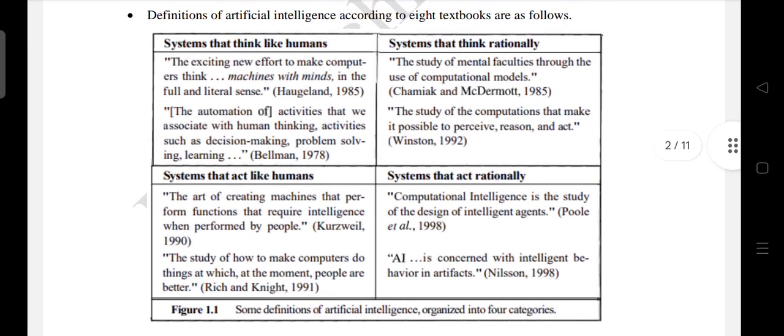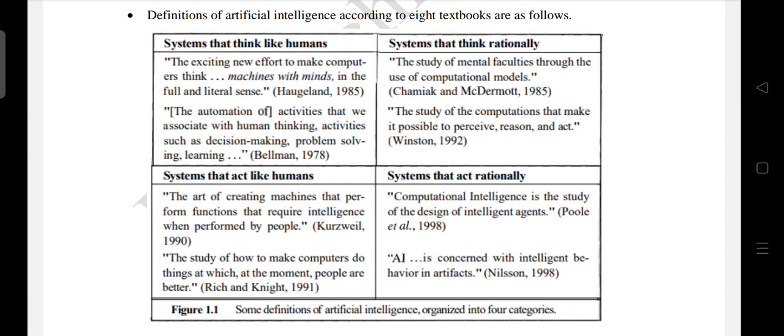Systems that think like humans. The exciting new effort to make computers think: machines with minds, in the full and literal sense. Haugeland, 1985. The automation of activities that we associate with human thinking, activities such as decision making, problem solving, learning.